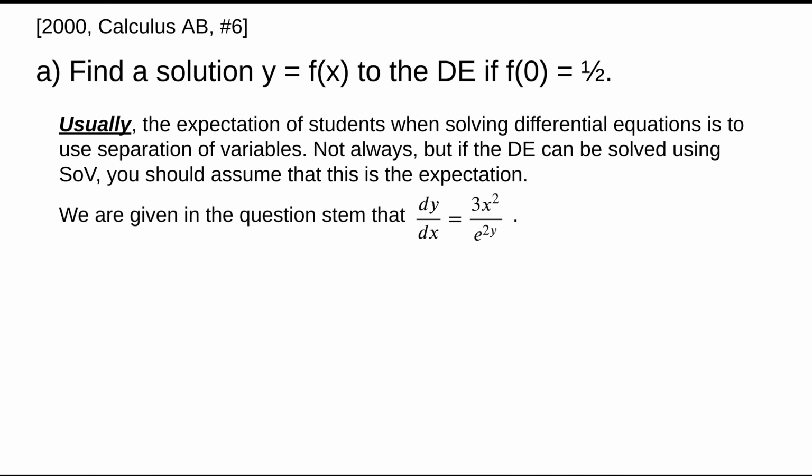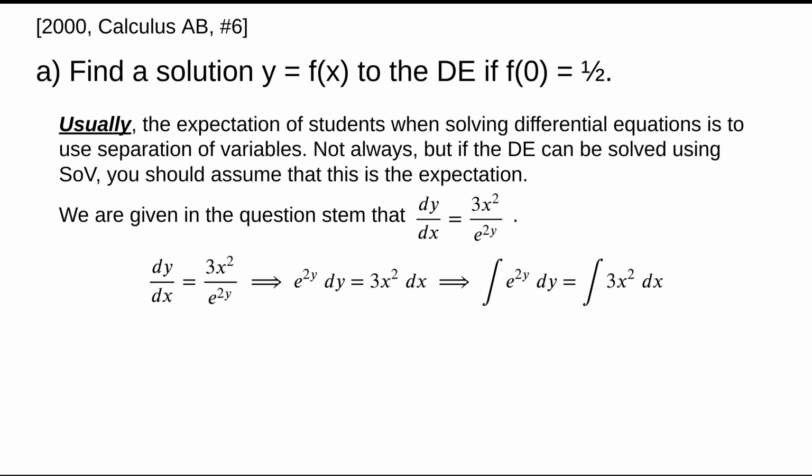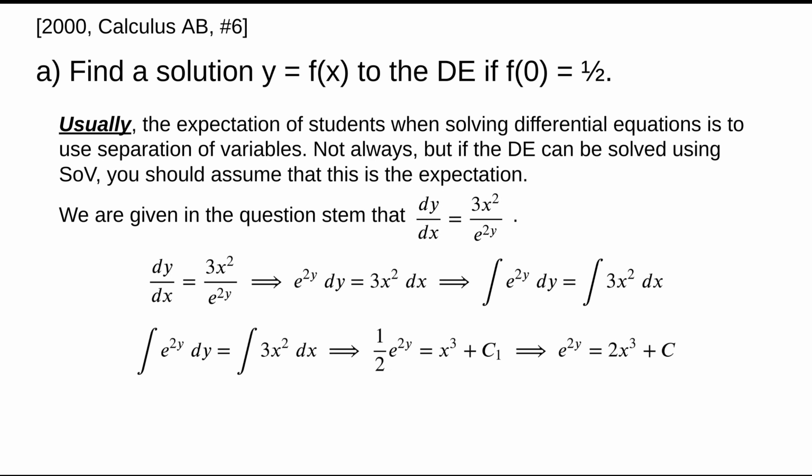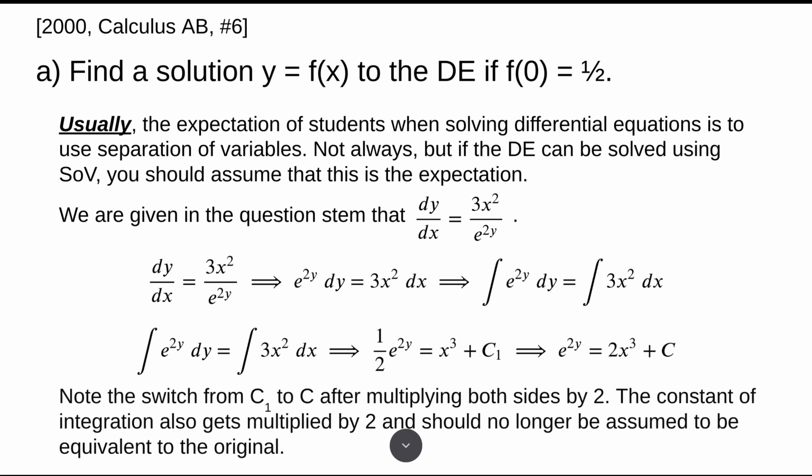Given the expression for dy dx, we have dy dx is equal to 3x squared over e to the 2y. Setting this up for separation of variables, we get e to the 2y dy equals 3x squared dx. And then we're just going to integrate both sides to get antiderivatives. Integrating both sides, we get 1/2 e to the 2y equals x cubed plus a constant, which I've named c1. And then I guess we can multiply both sides by 2 to clear the fraction, and we get 2x cubed plus a different constant. The reason I've renamed the constant at this point is c1 was my first constant, and now I've just doubled it.